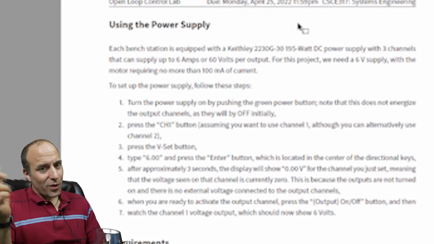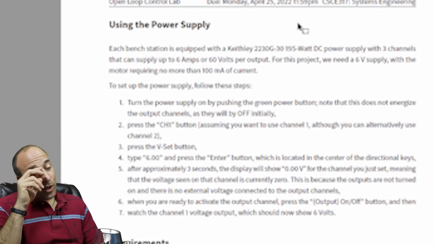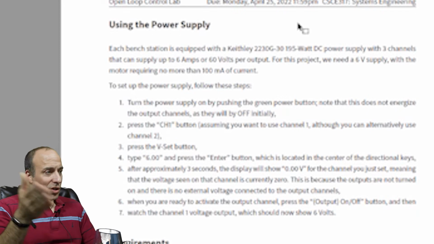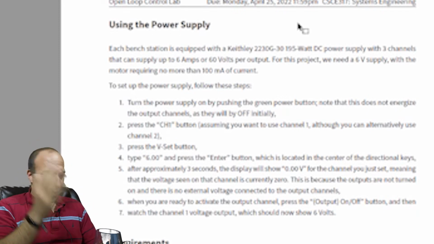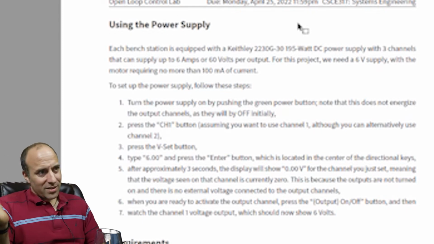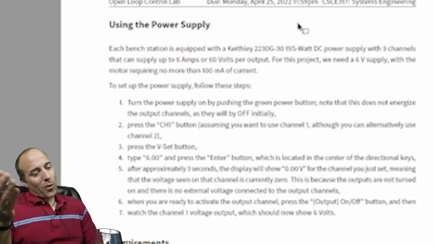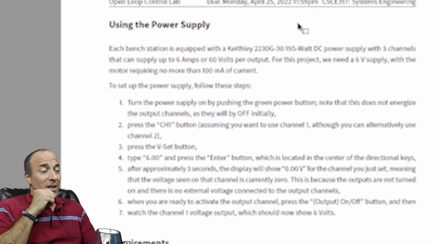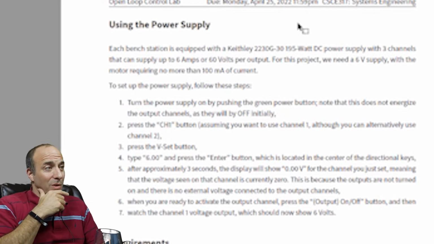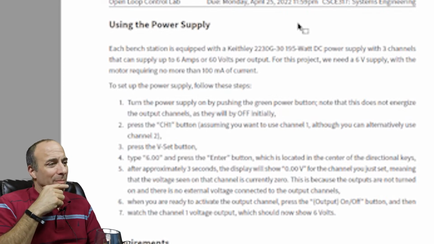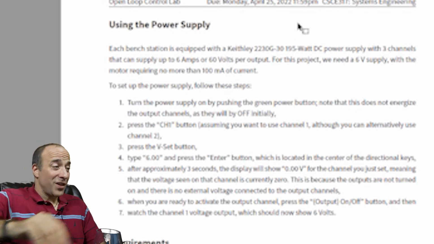But after you type in 6 volts for channel 1, for example, it's in there, but you won't actually see it become 6 volts until you turn the power supply outputs on. So you turn the power supply on, but then to get it to energize the outputs, you have to then turn the outputs on. That way, when you turn it on, if you have it hooked up to something, you don't risk blowing something up the minute you turn on the power supply. It's kind of a safety feature.